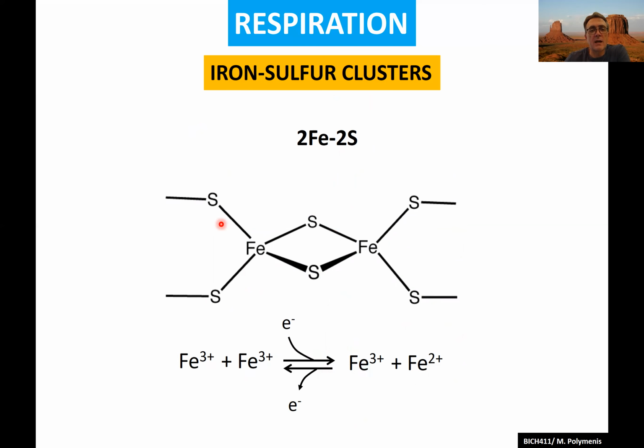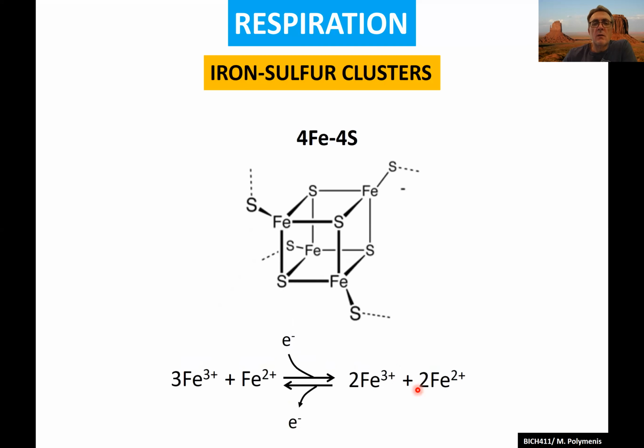We have iron sulfur clusters. So you have the two irons here, and we have the various sulfur atoms coordinating them, and so you can go back and forth with the oxidation state of one of these irons. We can have 4 irons and 4 sulfurs, so that's a typical iron sulfur cluster shown here. Depending on how many of these irons are in the ferric versus the ferrous situation, you can set up your redox reaction here. In bacteria, it can be in a different form, but there are many of those.